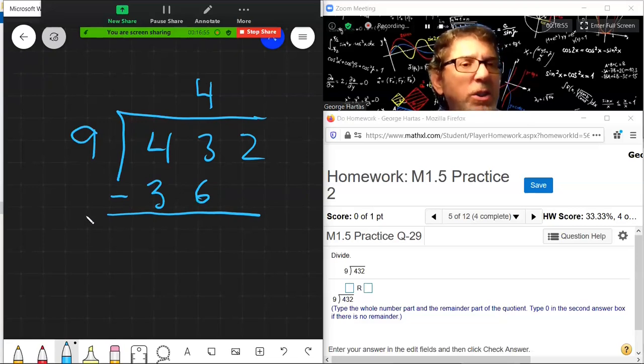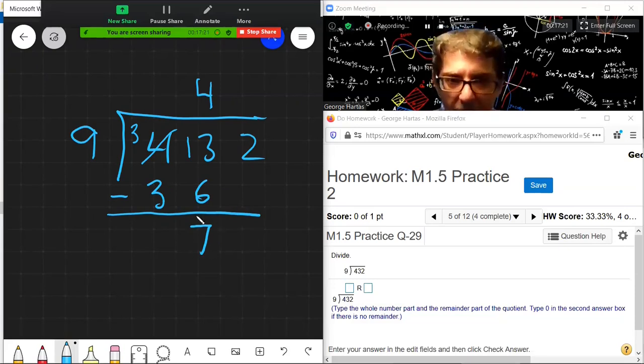Step 3 is subtract. We cannot subtract 3 and 6, so we have to borrow. This becomes a 3. This becomes a 13. 13 minus 6 is 7. So we just subtracted. And the fourth step is to bring down the next number. Take this number and bring it down next to the remainder down here.